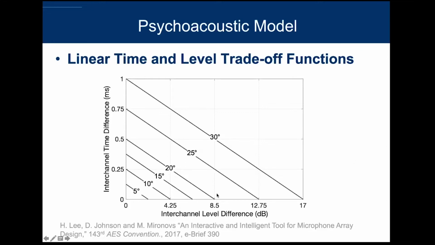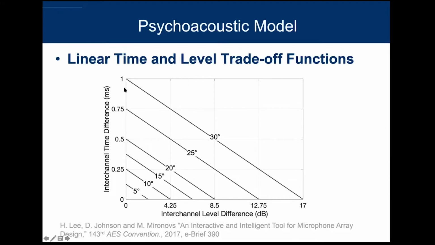If you use just the time difference, it gives you a very spacious sound, but localizability will decrease. It will be more difficult to pinpoint where the source is. Whereas if you use a level difference, then you can pinpoint the image, but the sound will be very narrow. Probably you're all familiar with it. So OCT and near-coincident arrays use both level and time differences, so it will be somewhere along this line.